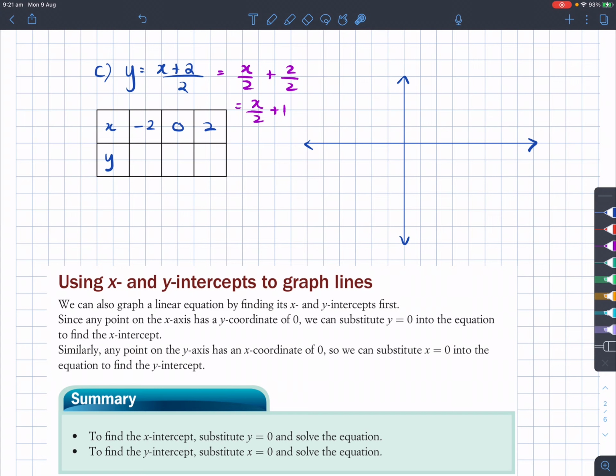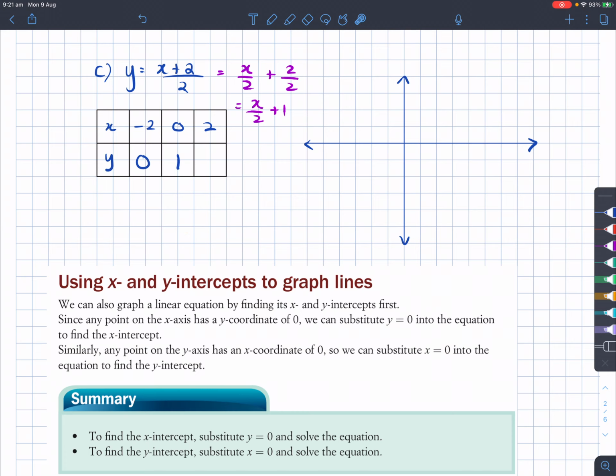So if I use this one here and substitute in x as negative 2, that would be negative 2 over 2 plus 1, which is negative 1 plus 1, which is 0. That's 0. And then for the next one, if I substitute in 0, 0 over 2 plus 1 is 1.